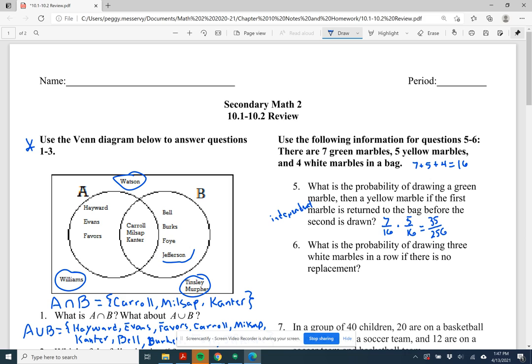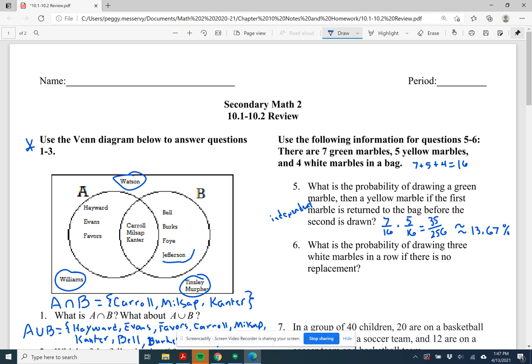So to change it to a percent, we divide 35 by 256, and we move the decimal point 2 places to the right. We get 13.67%. That's what it is approximately. Okay.